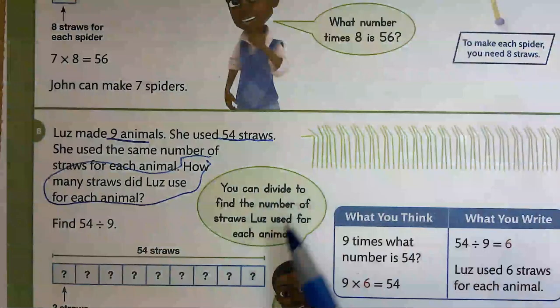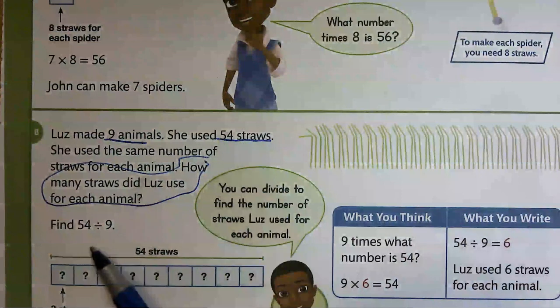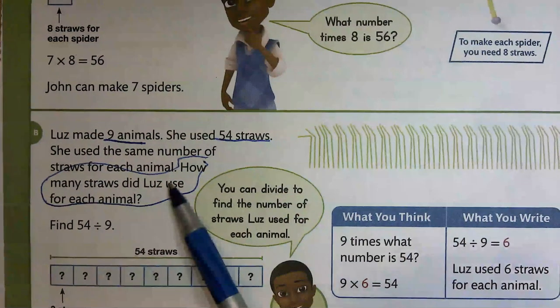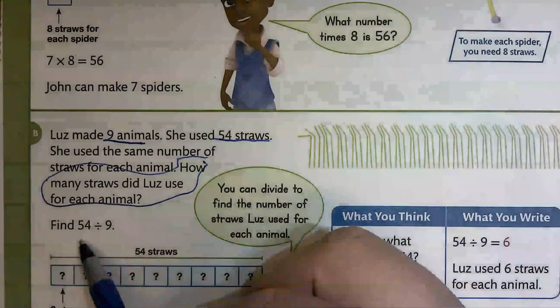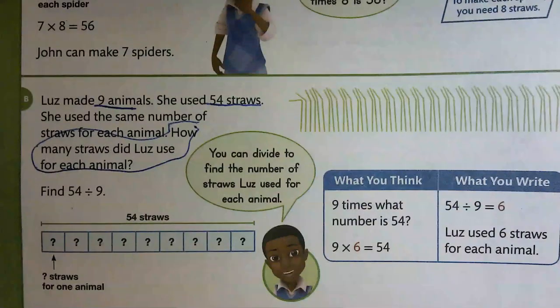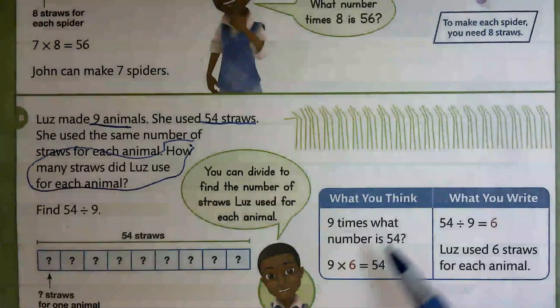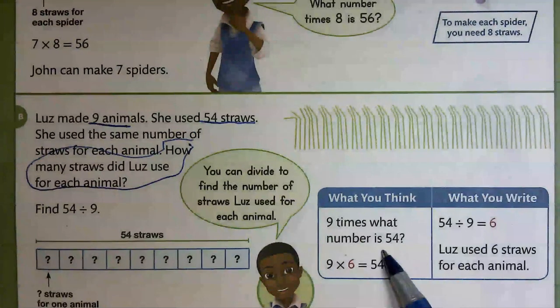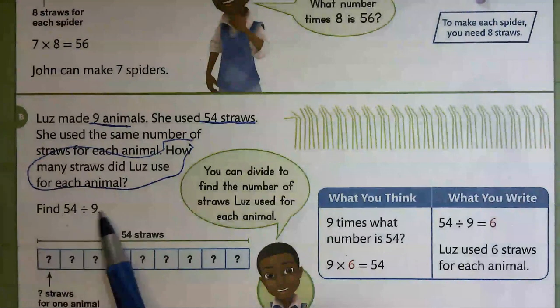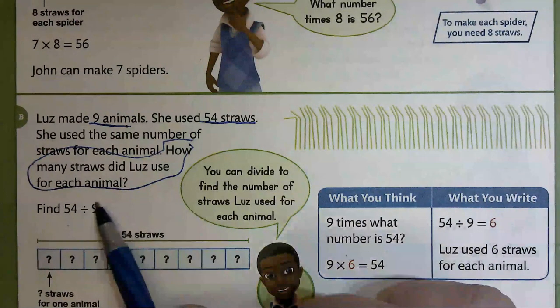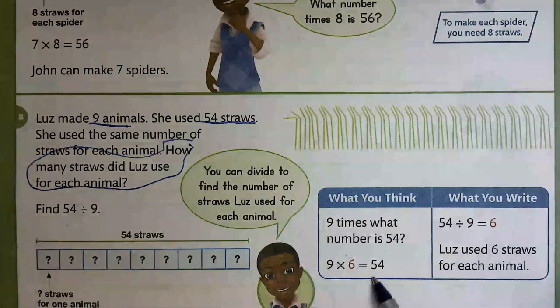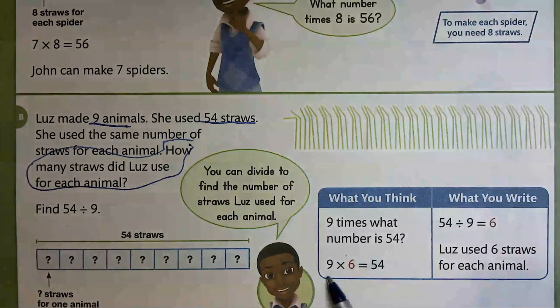The reason we circle those and underline those, these are our 2 numbers that are going to create our division problem. And then we want to find how many straws did Luz use for each animal, right? So we're going to find 54 divided by 9. All right. And as you can see down here, it says 9 times what number is 54? Because we can take our 54 divided by 9 and flip it around into a multiplication problem. So our 54 is going to be our product. Our 9 is going to be our first factor. So 9 times what gives us 54?